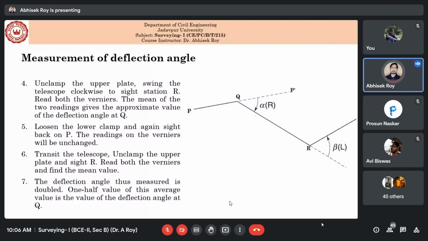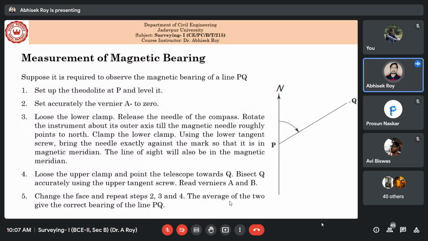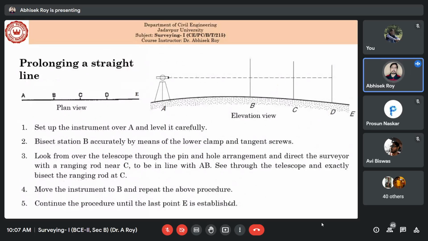In the last class we have discussed how, what is the usefulness of the theodolite, means how to measure the horizontal angle, how to measure the vertical angle, how to measure the deflection angle, how to measure the magnetic bearing, how to prolong a straight line. Up to this slide we have discussed in the last class, that means on 4th of October, right? Up to this slide we have discussed what we can do with the help of the theodolite.